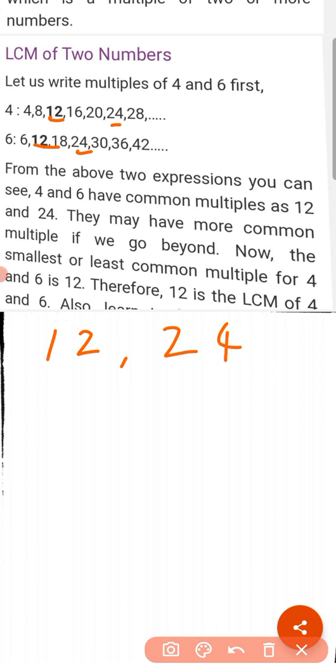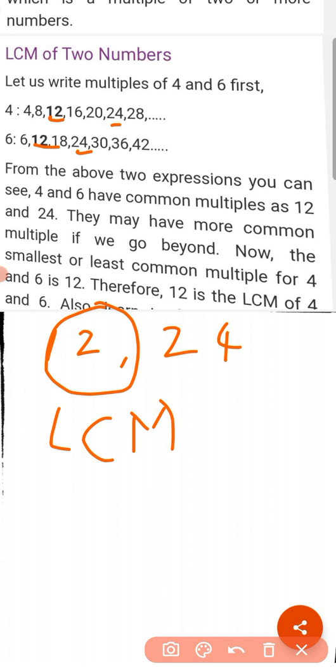Now find the least, smallest common multiple, that is 12. So LCM of 4 and 6 is 12. So children, to find the LCM of two or more numbers, you first write a few multiples of the given numbers. Then find the common multiples. Common multiple means the multiples which are present in both numbers.